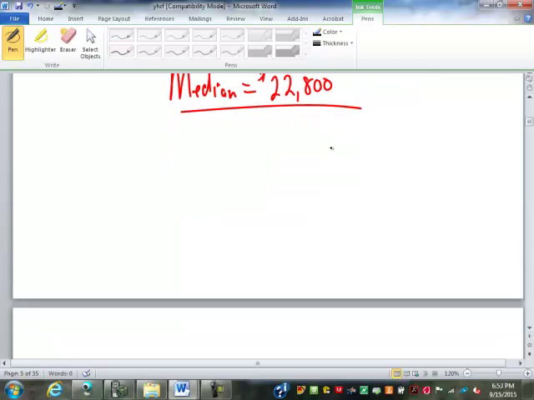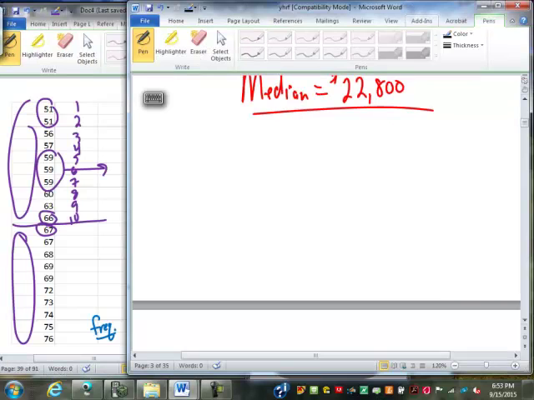There are other measures of center out there that we can look at that are used that are not as popular. One of them is something called the midrange. The midrange takes the smallest number, called the minimum.